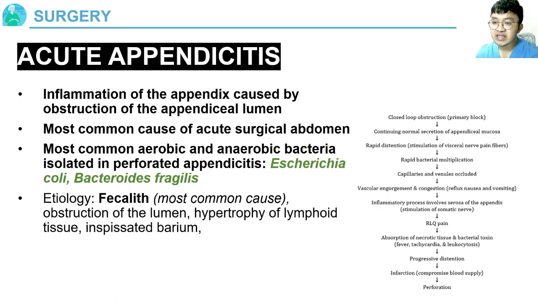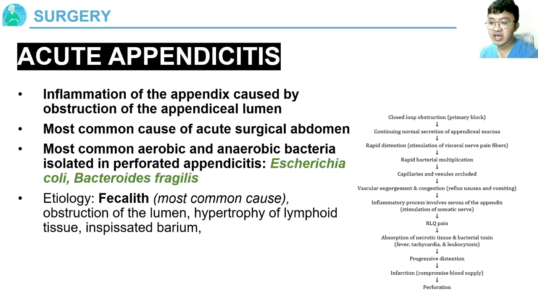So acute appendicitis is inflammation of the appendix caused by obstruction of the appendiceal lumen. It's the most common cause of an acute surgical abdomen. Most common aerobic and anaerobic bacteria isolated in perforated appendicitis: aerobically it's your Escherichia coli, and anaerobically it's your Bacteroides fragilis. Again, E. coli and Bacteroides fragilis, both gram-negative, aerobic and anaerobic.